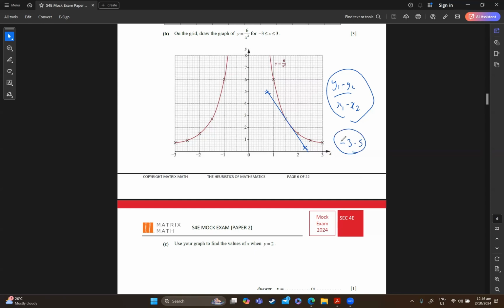This is the standard answer, minus 3.5, but they will have a plus minus variance, okay? So as long as you give an answer from minus 2.5 till minus 4.5, they will accept. So this is your range of answer they can give, right? If your gradient is out of this range, then it's wrong, right?